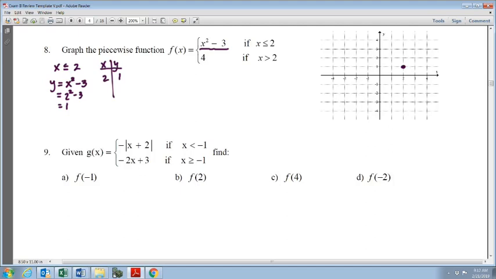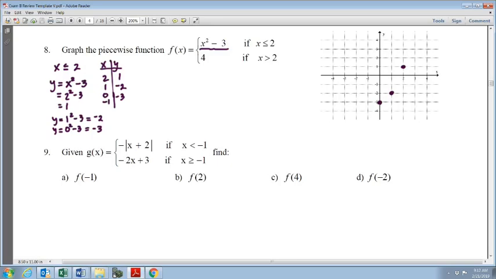So we need some other numbers that are less than 2. So let's go with 1. We'll get y equals 1 squared minus 3. Well, that's going to be 1 minus 3, which is negative 2. And so (1, -2) is on the graph. Now keep in mind, this is a parabola. We know what this looks like. So we need to get that parabola shape. Let's try another number that's less than 2. So 0, when you plug in 0, you get 0 squared minus 3, which is negative 3. (0, -3) is on the graph.